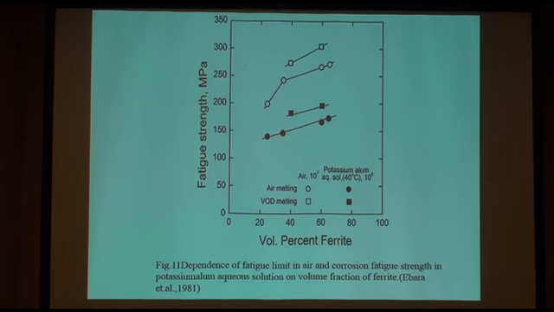And these data are at 10 to the 8 cycles. And you can see that in both metals, the higher the percent ferrite, the higher the fatigue strength. And also in the same manner, we can see the corrosion fatigue strength. So I think in most cases, the data shows that around 50 to 65 percent ferrite, we could get the maximum fatigue and corrosion fatigue strengths.